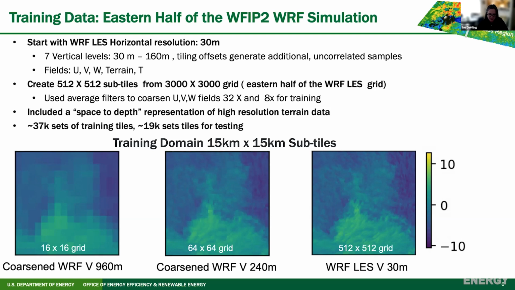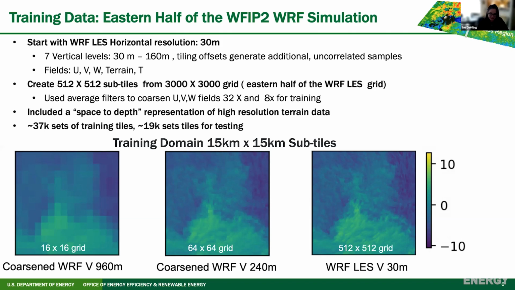Now for training, at each vertical level, we created 15 kilometer square subtiles of the eastern half of the WRF LES domain. And we used random offsets from domain edges to start the tiling. We also used random offsets to start tiling at each time step. This decreases the correlation of training samples vertically and temporally, as well as augments our training data set.